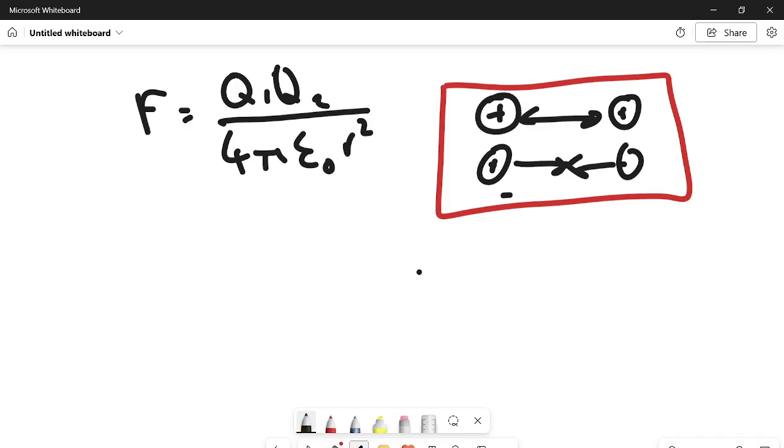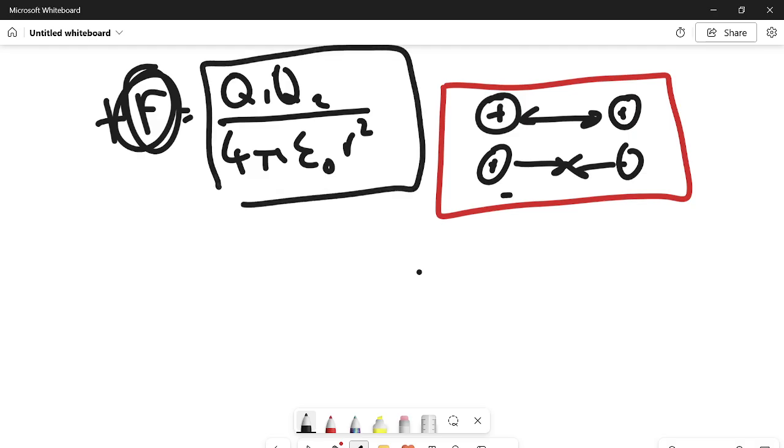So if you fill this in and you get, let's say, a negative force, then they will be attracting each other. But if you get a positive force, it will just mean that they're repelling each other. But the magnitude will always be the same in this formula, no matter if you're using a negative charge or a positive charge, nothing will change.